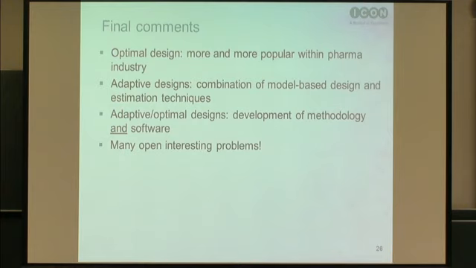So my final comments: optimal design becomes more and more popular in the pharma industry, as Franz has already mentioned. Adaptive designs are really a combination of design and estimation techniques, and, as we have seen, hopefully, from these two presentations, both adaptive and optimal design are about development of both methodology and software. So the software is coming and becomes more and more available, but still there are many, many open, interesting problems. So there are still a lot of things to be done over the next 10 years, I don't know, 5, 15, 3, or... And so that's it.